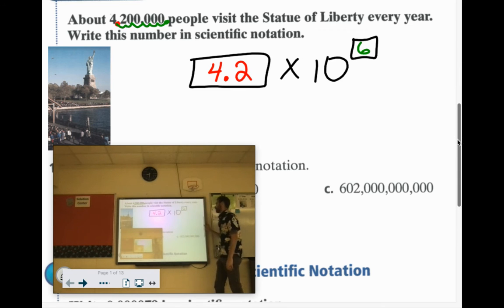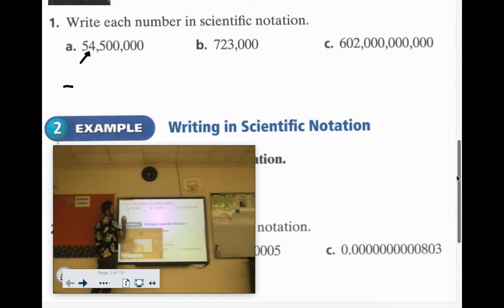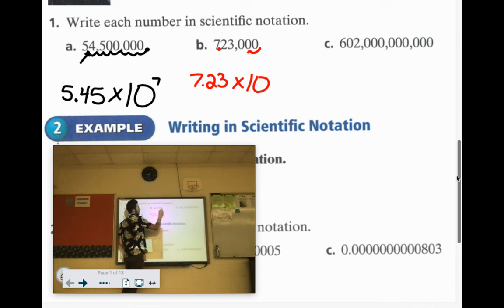All right, let's try out 3 more. Write these in scientific notation. The decimal would need to be right behind the 5, so 5.45 times 10 to the something power. Let's count how many places from where it is to where it would need to be behind that 5. 1, 2, 3, 4, 5, 6, 7 places times 10 to the 7th. Here, it would have to be behind the 7. 7.23 times 10 to the 1, 2, 3, 4, 5. 10 to the 5th power.